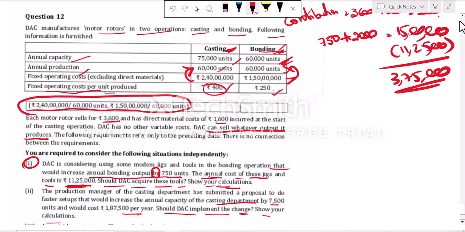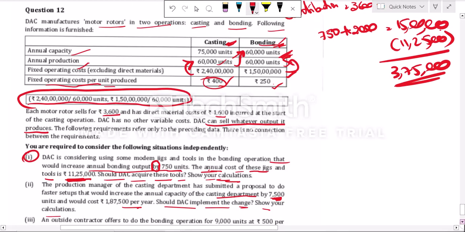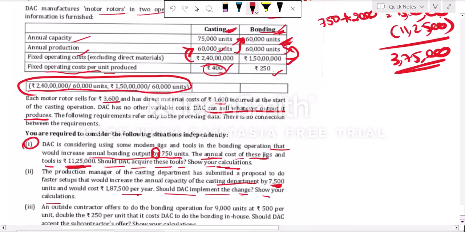Even if we increase and produce, they need to go through the bonding department before selling. If bonding capacity is only 60,000, it is a waste to produce extra 7,500 units. So it should not be invested in, because it will not increase the bottleneck operation. It will further result in increasing inventory, which will increase the inventory carrying cost. So the proposal should not be accepted. We should not increase the capacity.